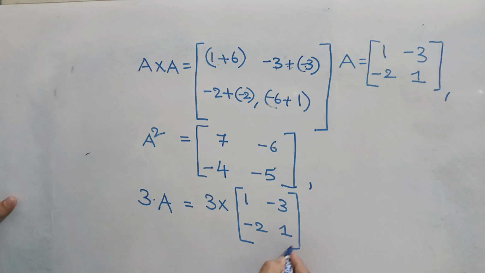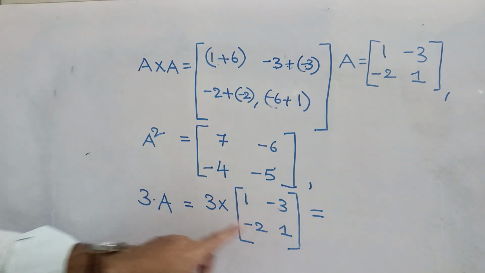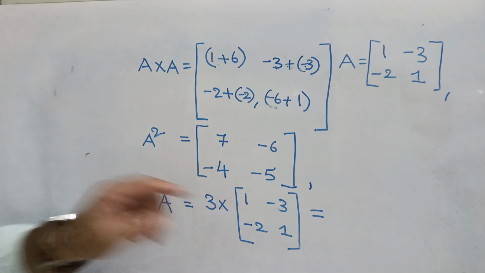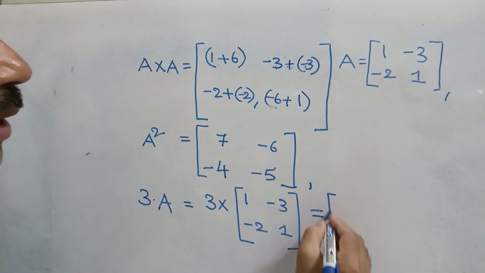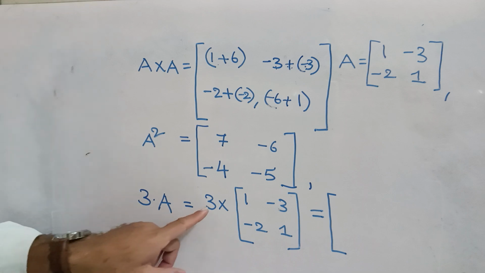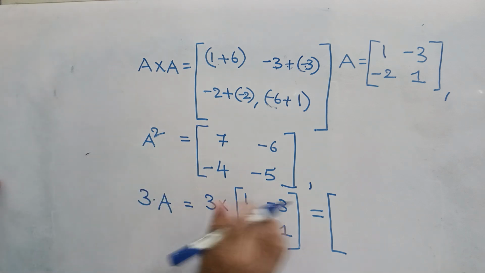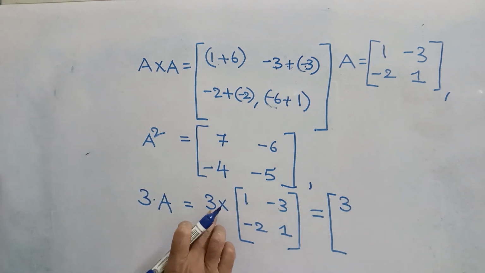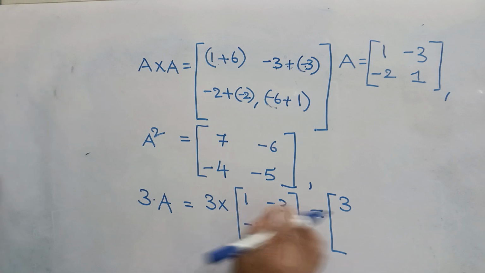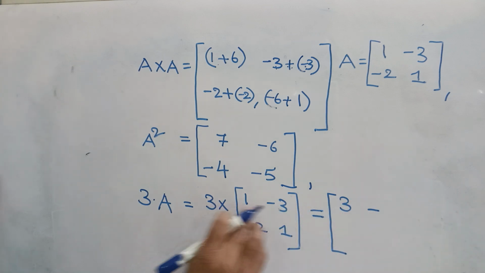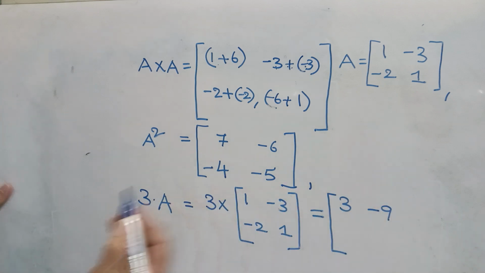Got it? Then this is equal to: multiply all these elements by 3 and write the resultant here. Therefore 3 into 1, how much? It is 3. 3 into minus 3, minus symbol is there, write the minus symbol. 3 into 3 is 9, therefore it is minus 9, right?